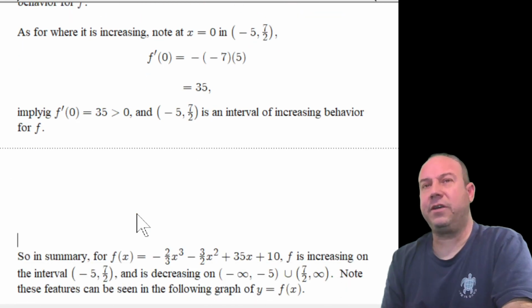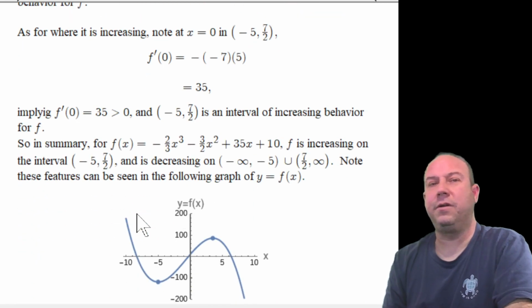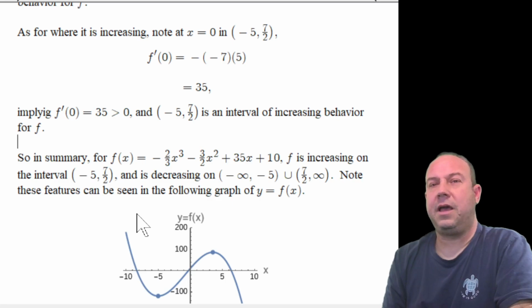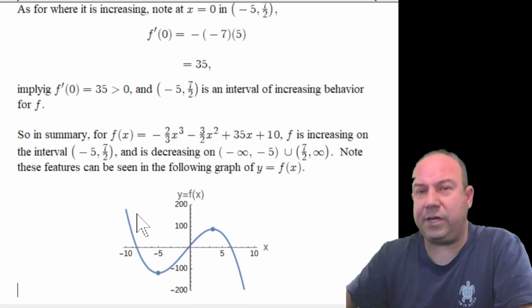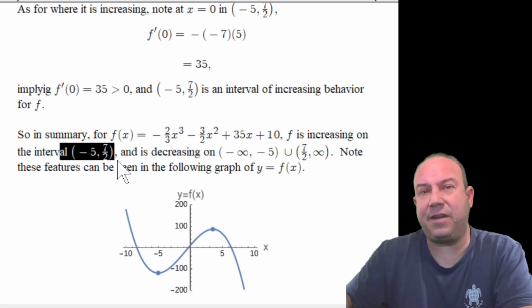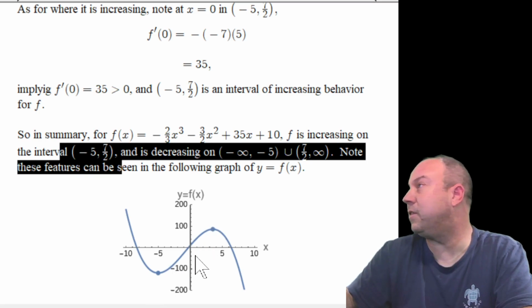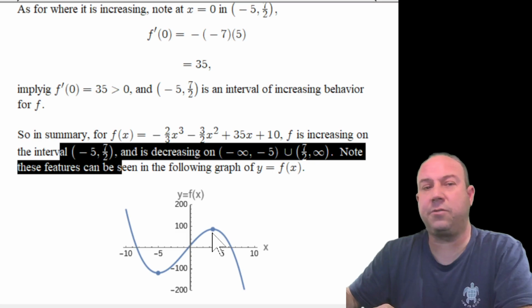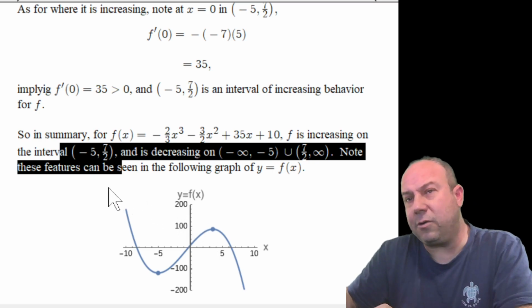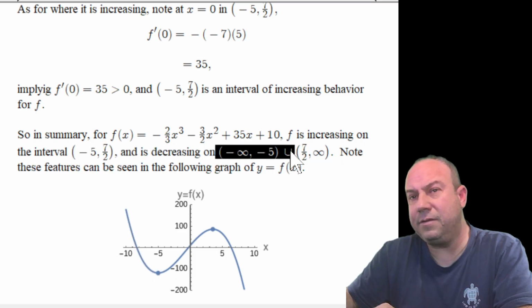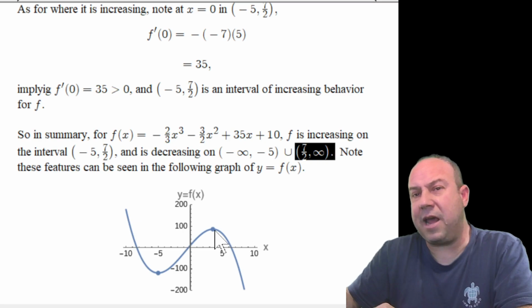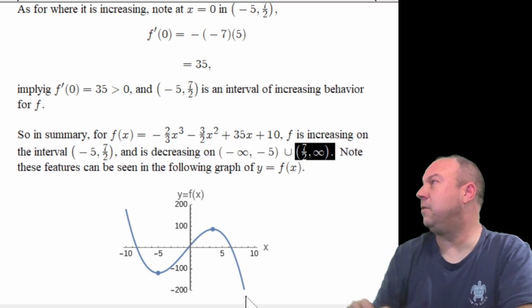So our intervals of increasing and decreasing behavior have us only increasing between negative 5 and 7 halves. And that is what we see here in the graph. Between negative 5 and negative 3 halves, we are strictly increasing. And then we are decreasing starting here at negative infinity up to negative 5. And from 7 halves to infinity, we are still decreasing.